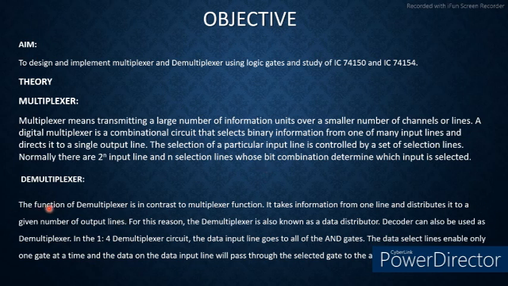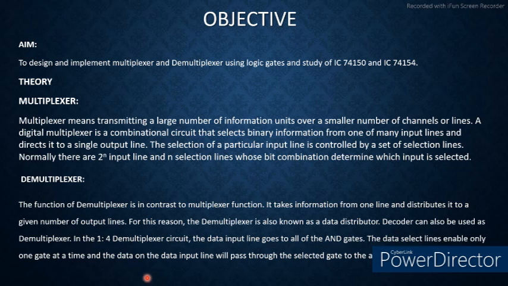Demultiplexer. The function of demultiplexer is in contrast to the multiplexer function. It takes information from one line and distributes it to a given number of output lines. For this reason, the demultiplexer is also known as a data distributor. Decoder can also be used as a demultiplexer.